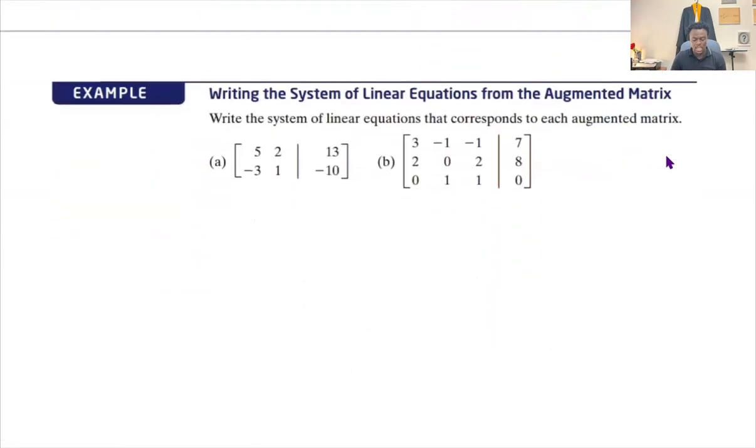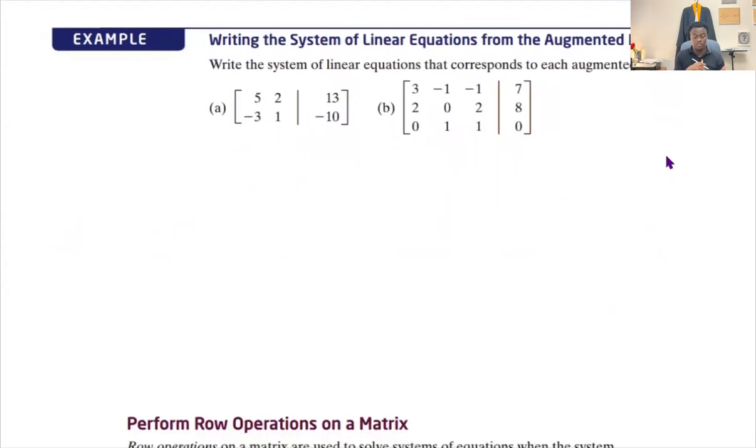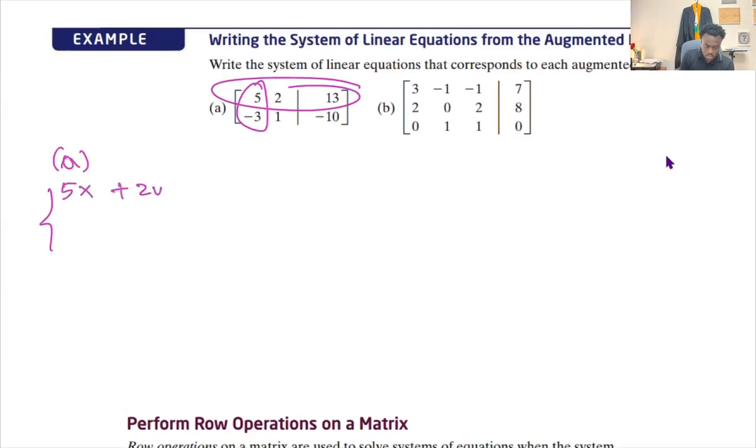Okay, so now let's see if we can do it backwards, right? I give you the augmented matrix, and then you're going to give me the system. So for the first one, A, we're going to create the system. These are the coefficients of x, so these are the numbers you will find in the first equation. So that's 5x plus 2y equals 13, -3x plus y equals -10. So that's A.